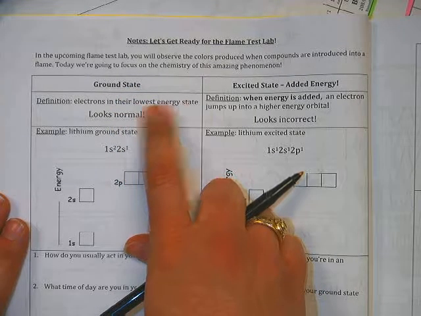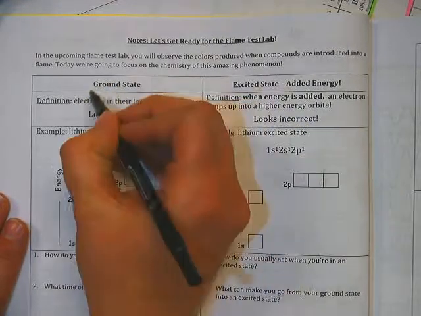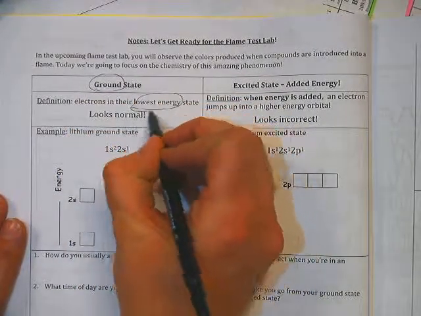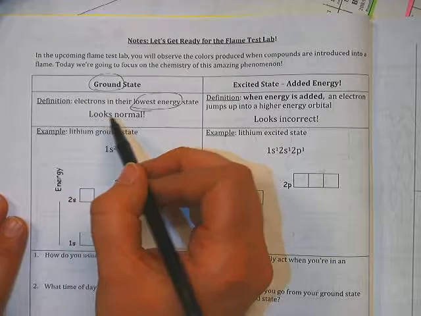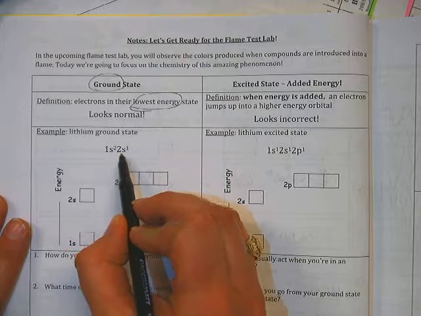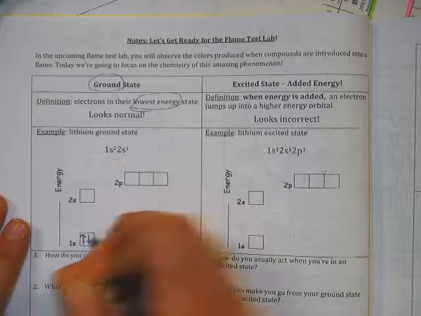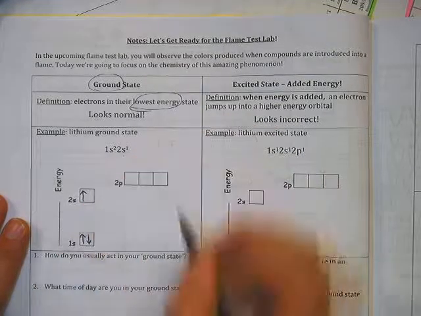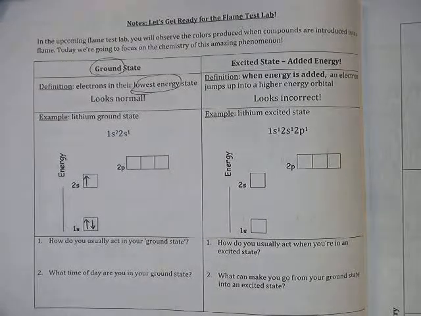Electrons are in their lowest energy state in the ground state. The ground state means it's the lowest energy. Ground, like your lowest energy. Okay, a ground state electron looks normal. For example, lithium in the ground state is 1s2, 2s1, and we can draw those arrows in the way we've been doing. That's lithium in the ground state, where everything is normal.